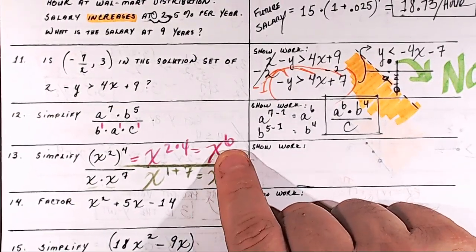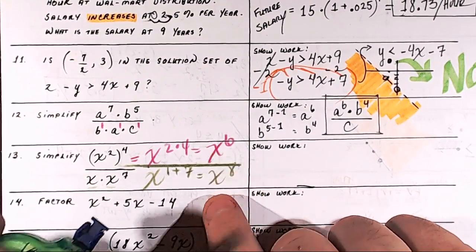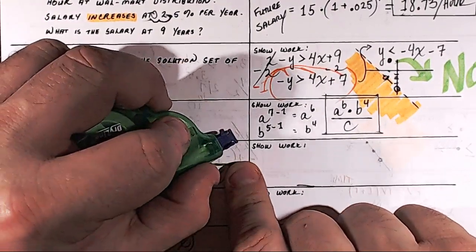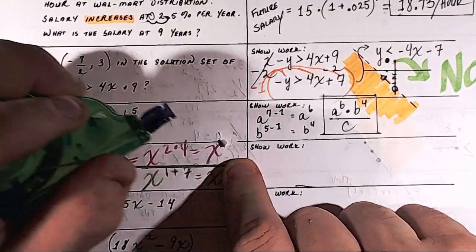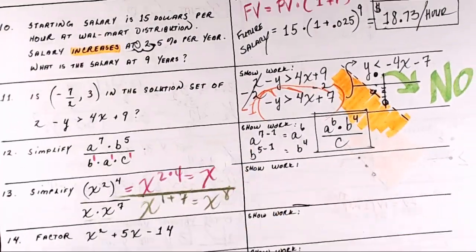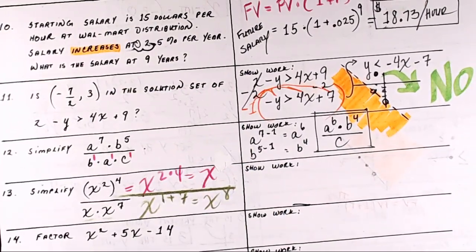I made a mistake right there. Sorry about that. I said 2 times 4 and then I wrote 6. Okay. It should be an 8.